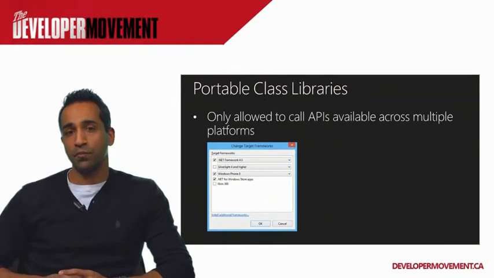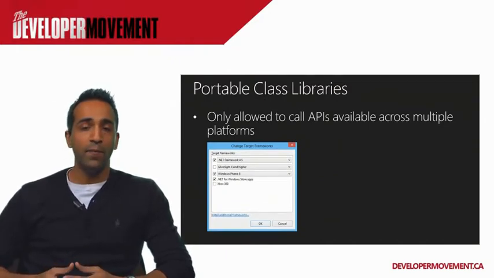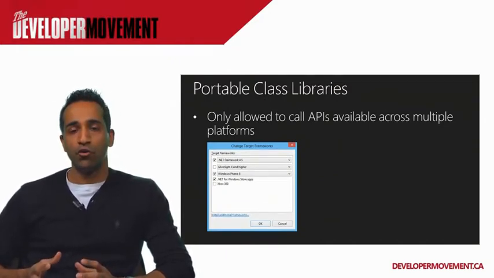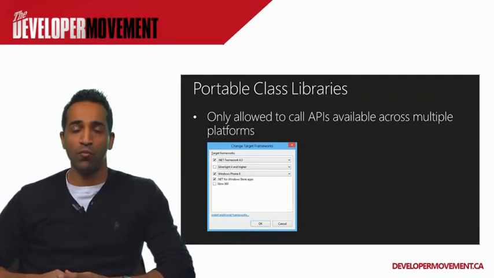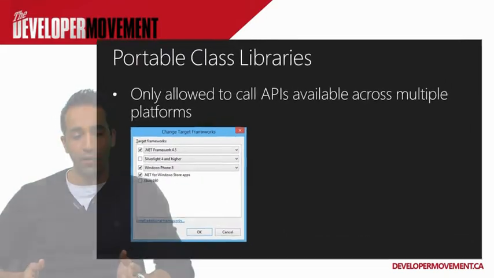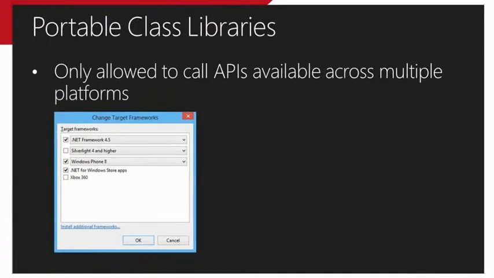So PCLs are portable class libraries. And they basically allow you to create an assembly of code that can run on either platform, Windows 8 or Windows Phone. Now in the image you see here, I've selected Windows 8 and .NET for Windows Store apps, but I also have the option to pick Xbox or Silverlight or other .NET frameworks. So really, PCL is not just for porting code between Windows 8 and Windows Phone. It's about being able to reuse code across multiple platforms.